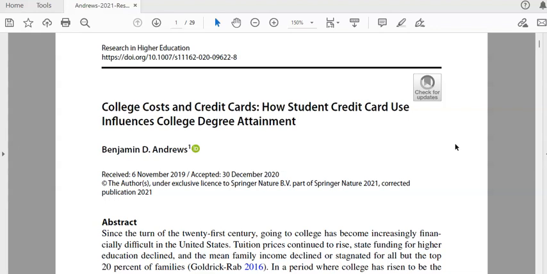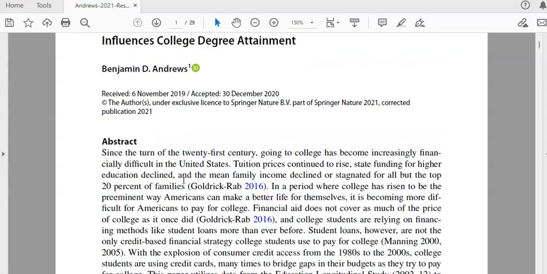So the title of this article is College Costs and Credit Cards, How Student Credit Card Use Influences College Degree Attainment. The purpose of the article is to look at the connection between credit card use and whether college students graduate based on some of these links between risky credit card behavior, socioeconomic status, and other factors.